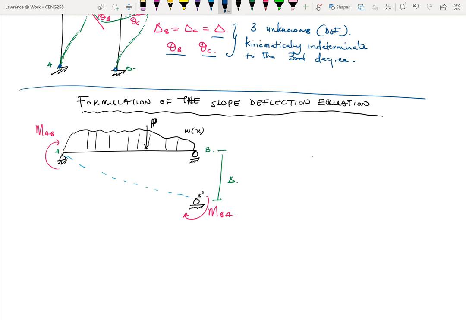All right. So in this case, if I draw a tangent to joint A, I have theta A. If I draw a tangent here, I have theta B. All right. And then assuming I join A and B with a straight line. Hopefully I can draw a straight line.